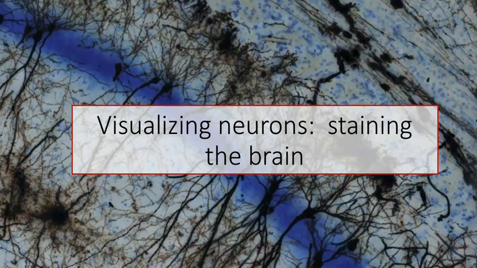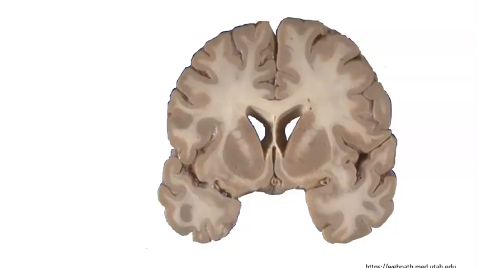In this video, I want to talk about the ways in which we can visualize neurons. How can we stain the brain to learn about the fine structure? I'm going to start by reminding you that even an unstained brain has some structural differences that we can see.